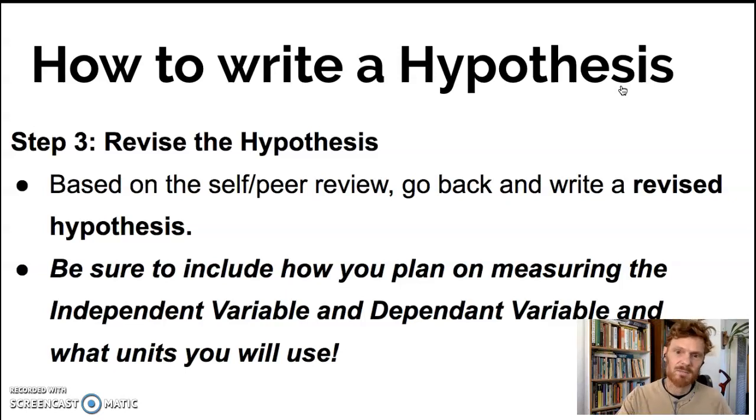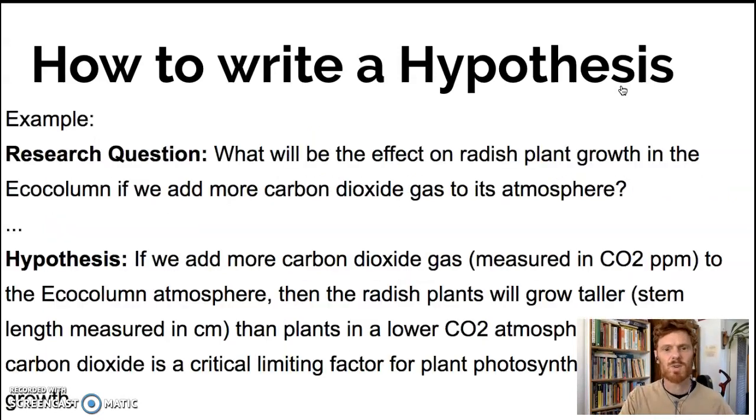Go back, revise it. And when you do, be sure to include how you plan on measuring the independent variable and dependent variable, and what units you will use. So example of the research question will be, what will be the effect on the radish plant growth in the eco-column if we add more carbon dioxide gas to the atmosphere?